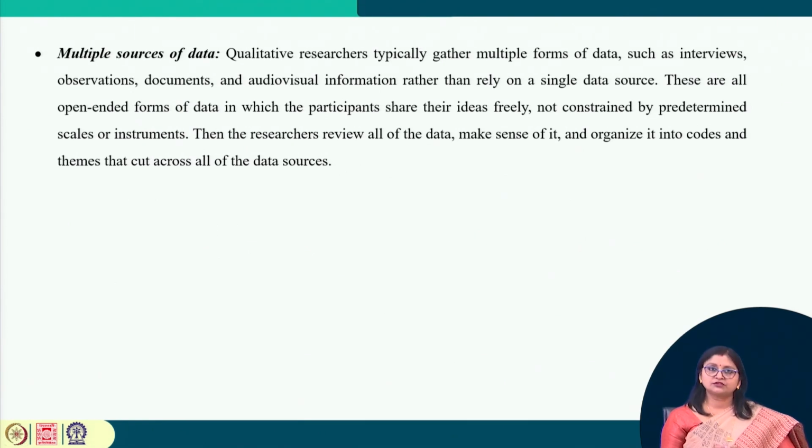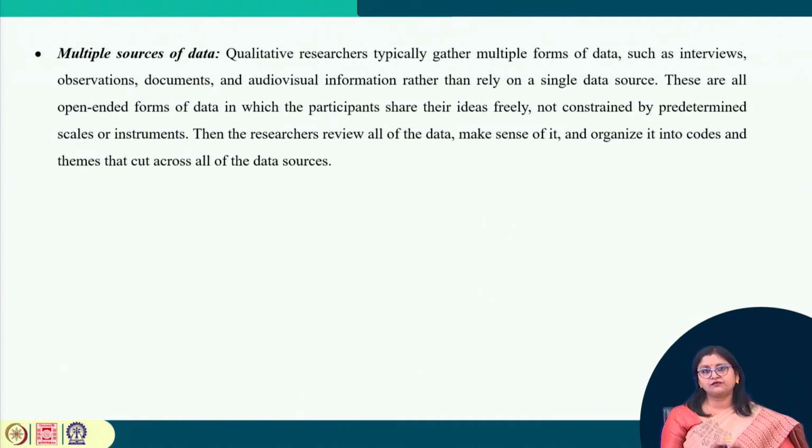The multiple sources of data: qualitative researchers typically gather multiple forms of data such as interviews, observation, document analysis, and audiovisual information rather than relying on a single data source. So, here the possibility of triangulation is there. These are all open-ended forms of data in which the participants share their ideas freely, not constrained by predetermined scales or instruments.